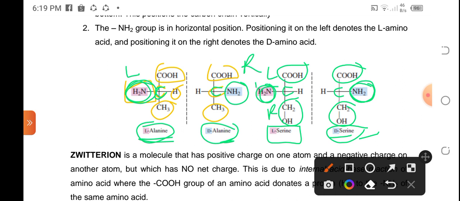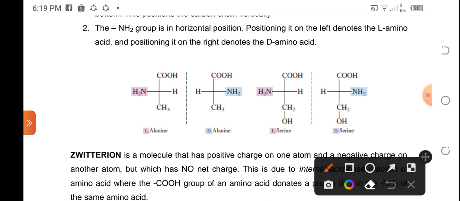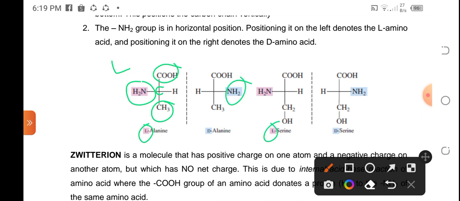So ganun lang. Titignan lang natin, iaayos lang natin, i-rotate lang natin yung structure ng amino acid, kung saan ang carboxyl ay nasa taas, ang side chain ay nasa baba, at ang amino group, ang reference natin, kung ito ay nasa left side ng alpha carbon atom, then therefore that is an L amino acid. And if these are oriented on the right side of the alpha carbon atom, then therefore this is a D amino acid. Okay?